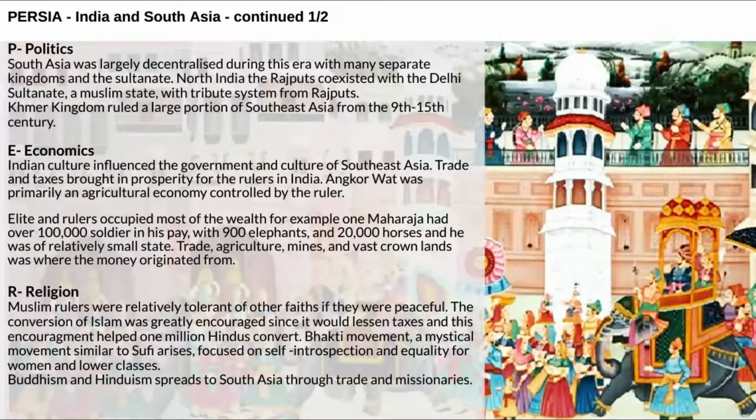Politics. South Asia was largely decentralized during this era, with many separate kingdoms and sultanates, when compared to the later British rule or the Song dynasty in China. In North India, the Rajputs coexisted with the Delhi Sultanate, a Muslim state, with a tribute system from the Rajputs. The Khmer Empire ruled a large portion of Southeast Asia from the 9th to 15th centuries.